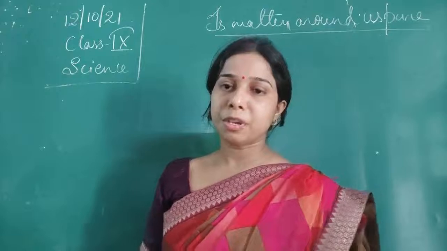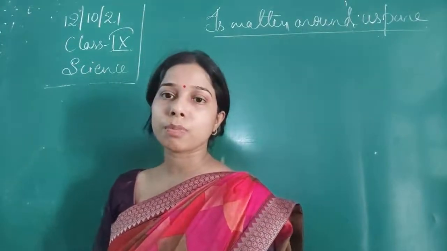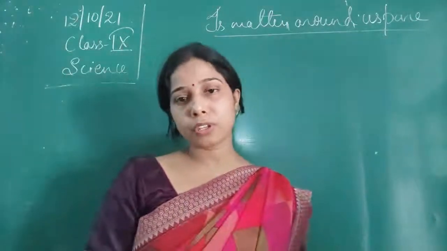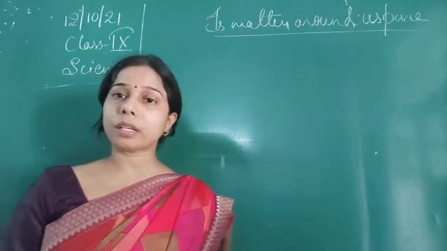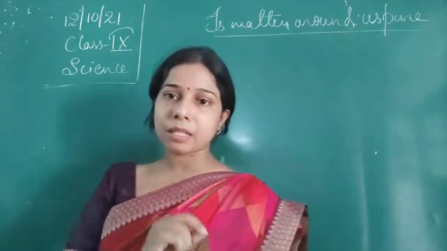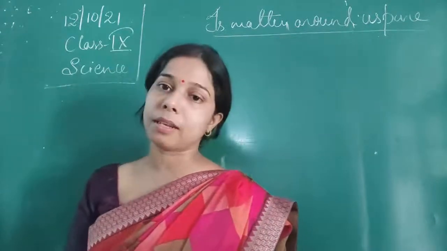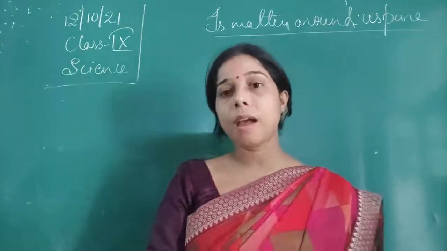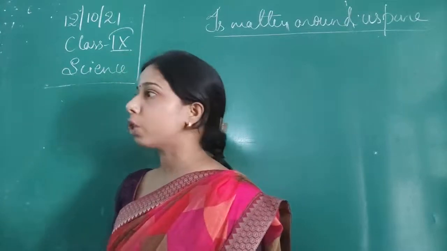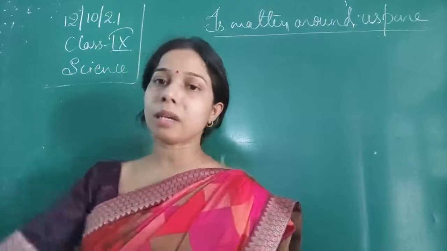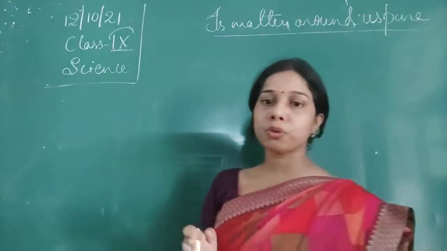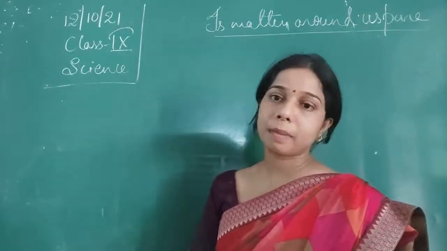So students, in the previous class in this chapter, Matter Around Us Pure, we were talking about the solution and the concentration of the solution, and we have seen the different methods by which we can find out the concentration. There is mass percentage, mass by volume percentage, as well as volume percentage. Mass by mass percentage is the mass of the solute upon the mass of the solution into 100. That is the mass percentage.